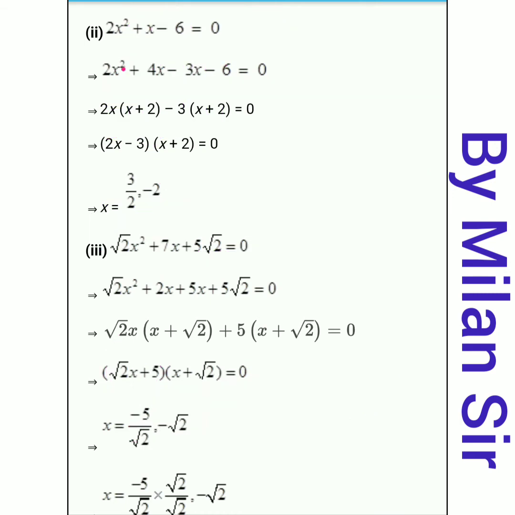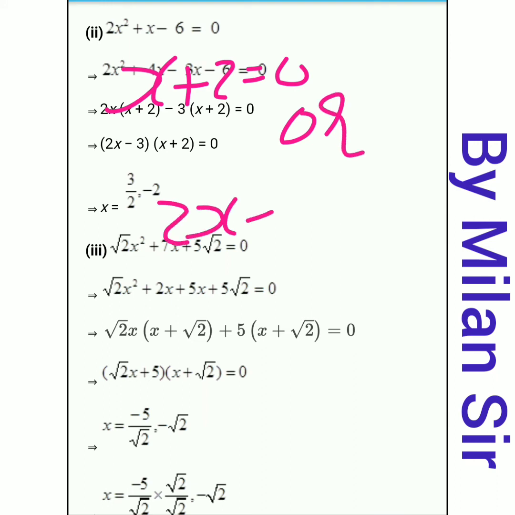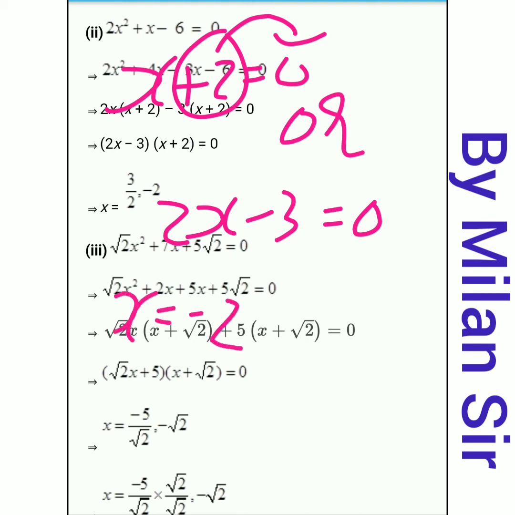So x plus 2 is equal to 0, otherwise our second bracket 2x minus 3 is equal to 0. Now transfer this plus 2 to the right hand side. So x is equal to minus 2, right?